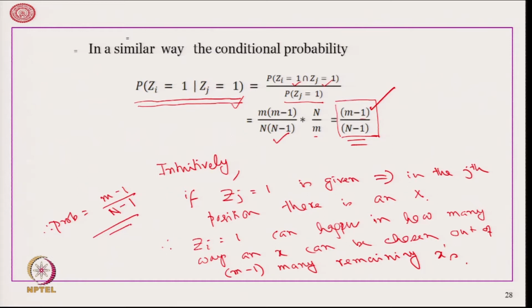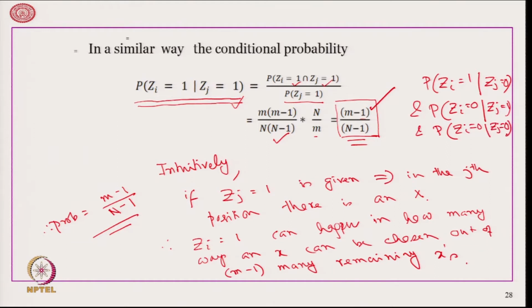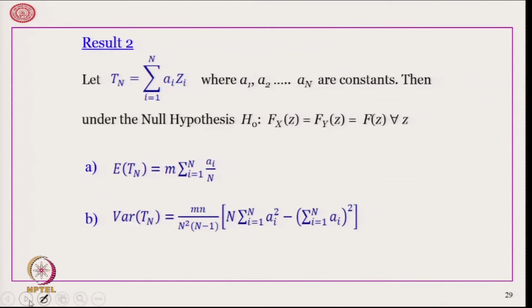Try to prove the results. What is the probability Zi is equal to 1 given Zj is equal to 0, and probability Zi is equal to 0 given Zj is equal to 1, and probability Zi is equal to 0 given Zj is equal to 0? I leave this as an exercise for you. These are simple combinatorial problems, but you will be able to do it. Now, let us go to the result 2.